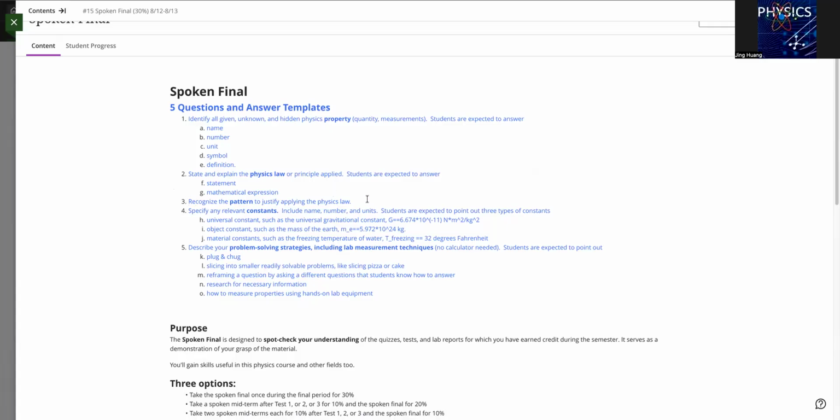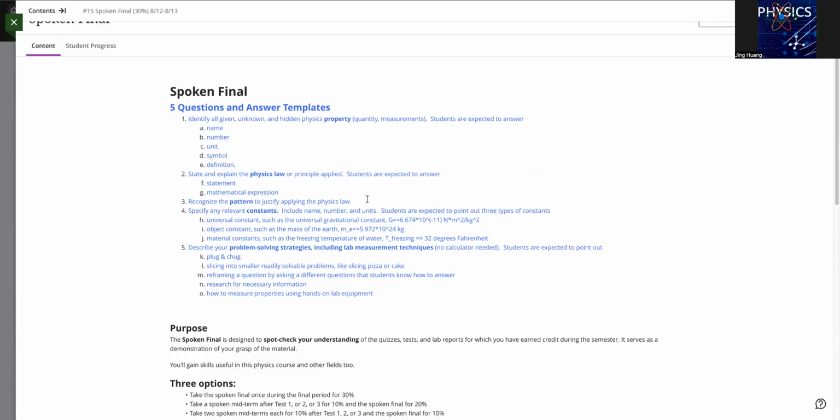Number three, recognize the pattern. This might be usually the most challenging part of the spoken final. Students usually look at the homework solution and tell me, I don't understand after reading the solution. The reason is, as they put it, we don't know which formula to use. Of course, we don't use the word formula. However, we do need to recognize the pattern.